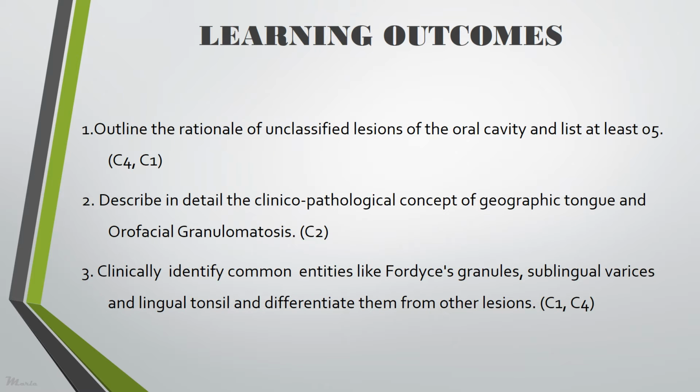So for the learning outcomes, at the end of the lecture, you will be able to outline the rationale of unclassified lesions of the oral cavity and list out at least 5 examples. You will be able to describe in detail the clinico-pathological concept of geographic tongue and orofacial granulomatosis. You will also be able to clinically identify common entities like Fordyce's granules, sublingual varices, and lingual tonsil, and differentiate them from other lesions.